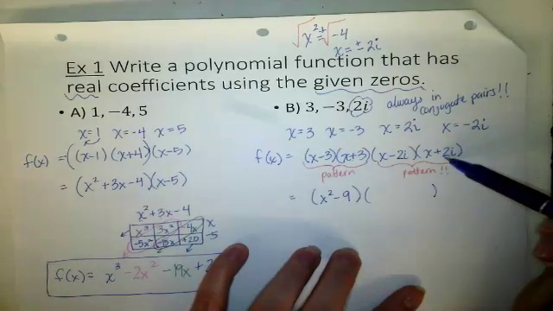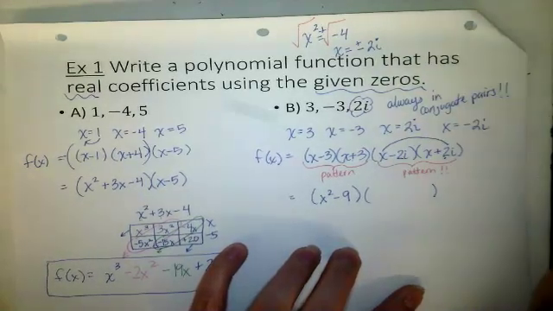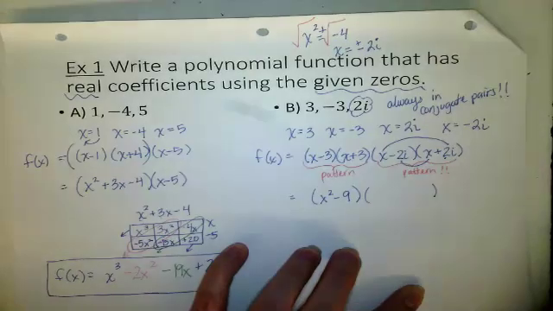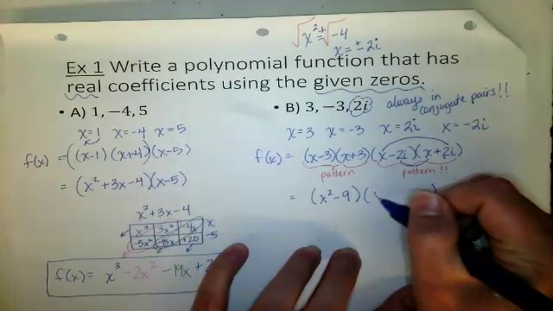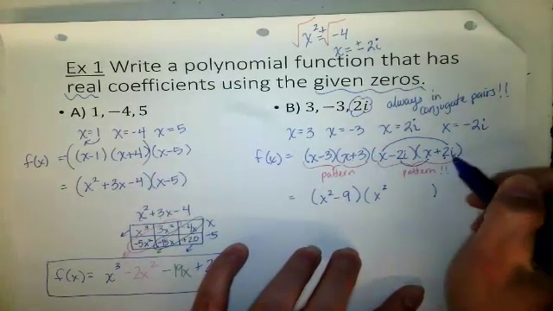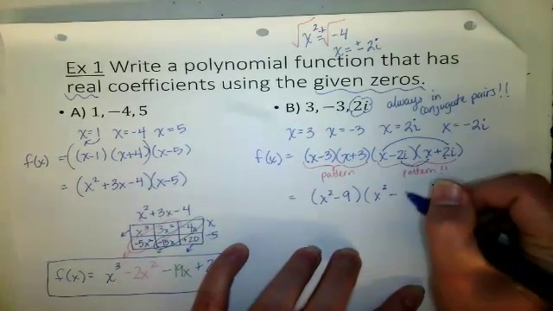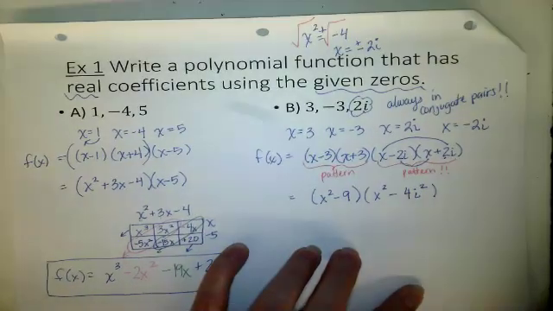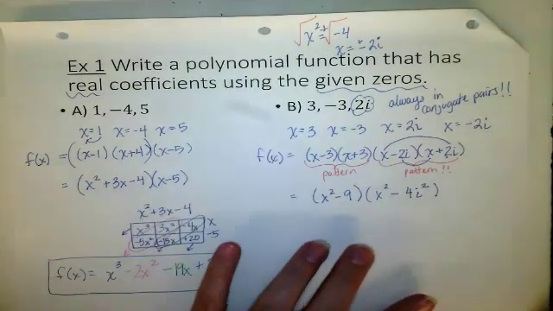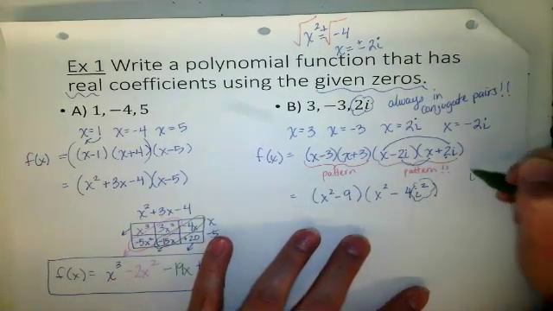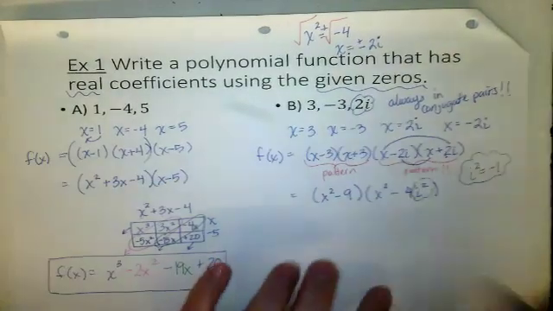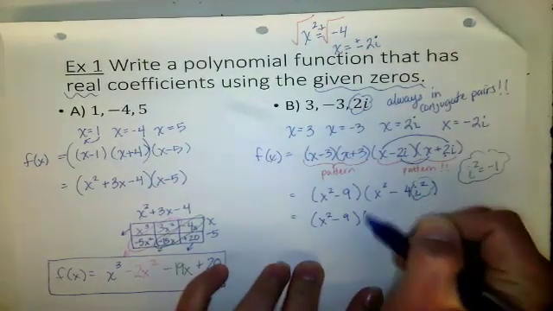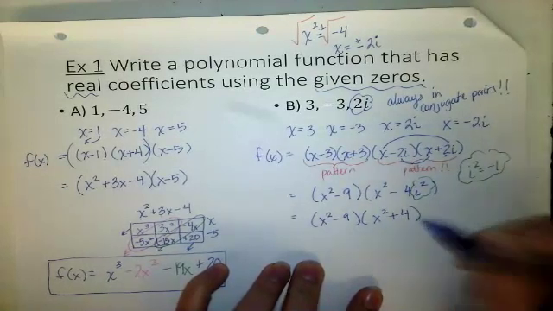Are the outside and the inside going to cancel out here? Yes, they will. The outside is positive 2ix and the inside is negative 2ix. First times first is x squared. Last times last would be negative 4i squared. What is i squared? Negative 1. Very good. So remember, i squared is really negative 1. So what does that change into? X squared plus 4.